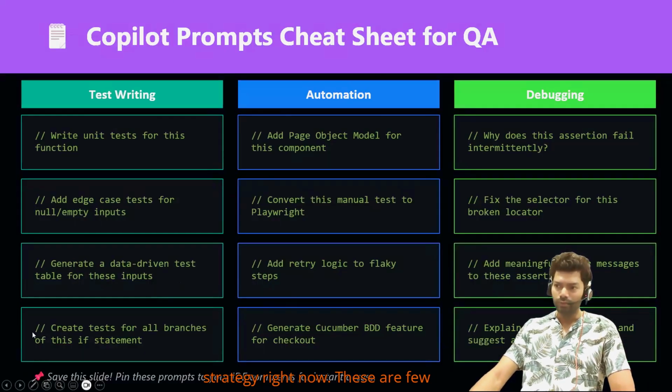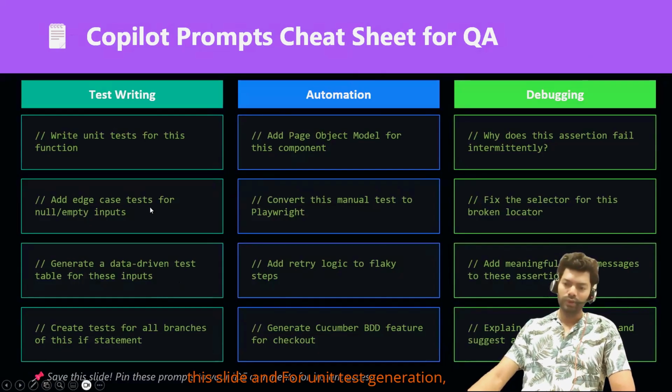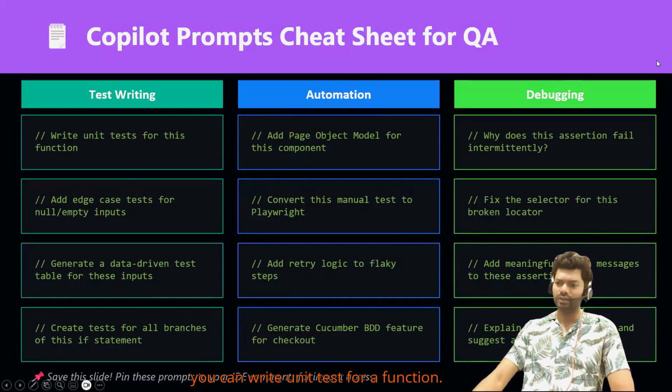Now, these are a few prompt cheat sheets. You can just save this slide. For unit test generation, you can write a unit test for a function. So these are a few prompts. You can just pause the video and have a look, for test writing, automation, and debugging.